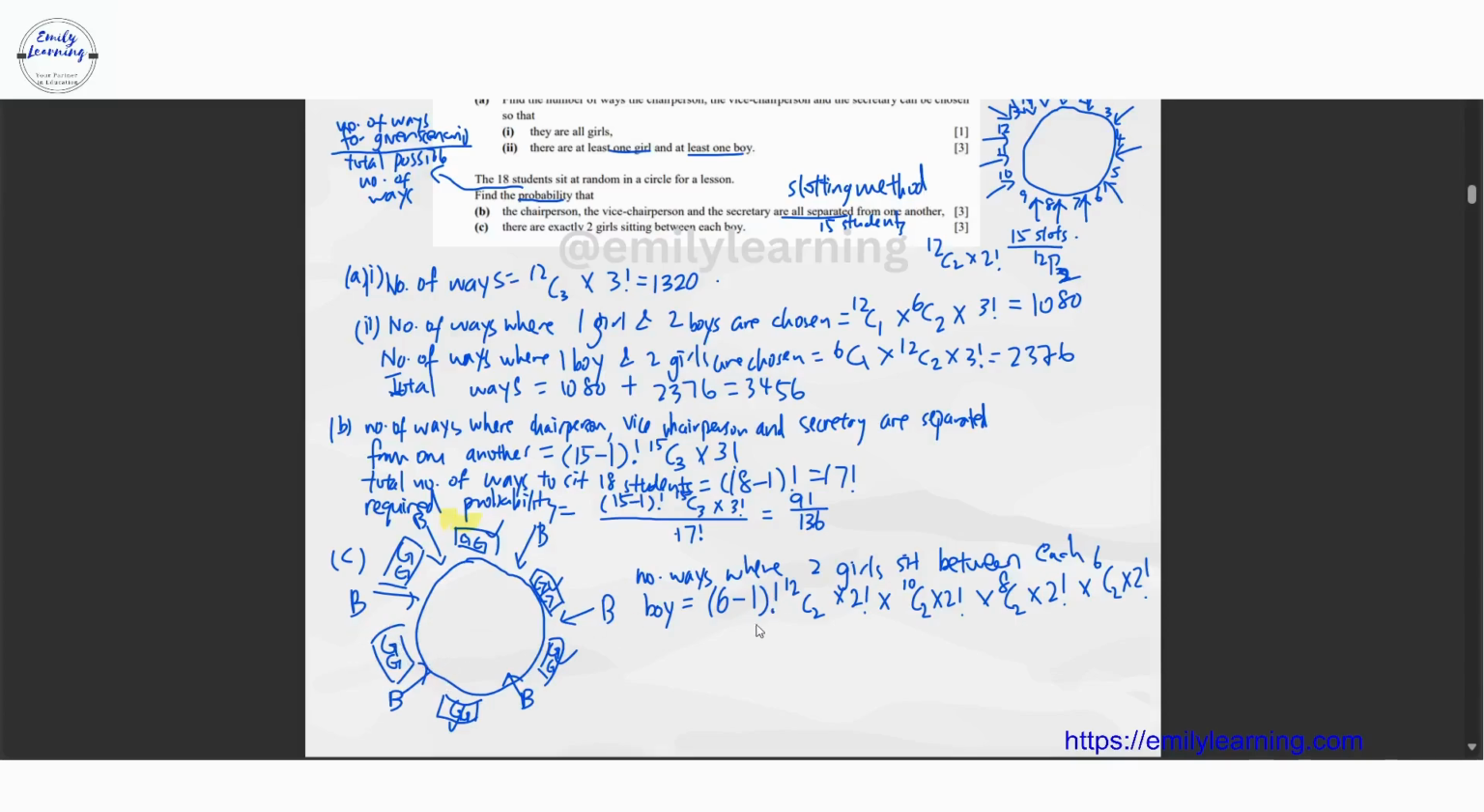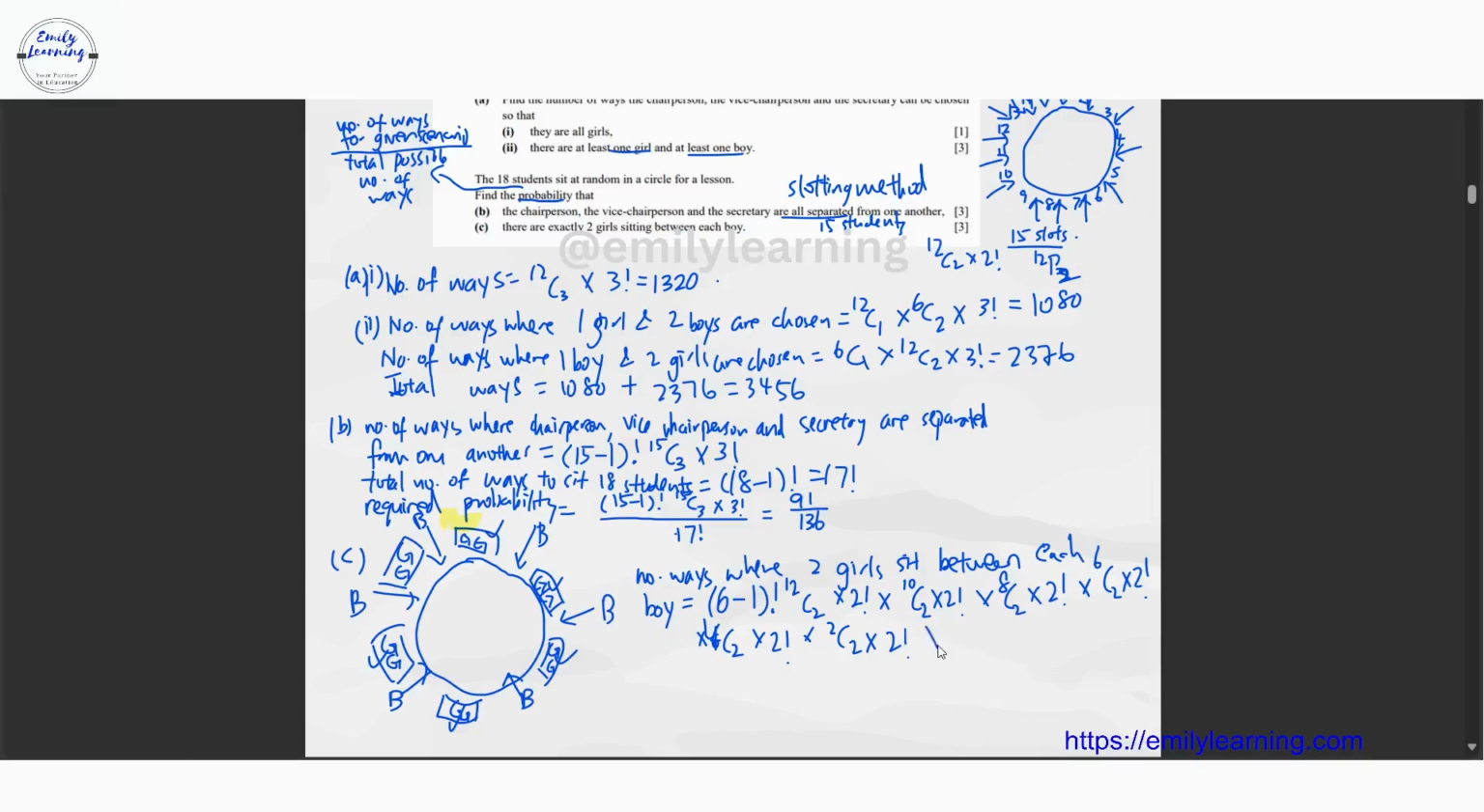Then I do the same for here. It will be 4 choose 2 times 2 factorial, because only 4 girls left. Finally, only 2 girls left, so it's 2 choose 2 times 2 factorial. Okay, so I'm done with the girls.